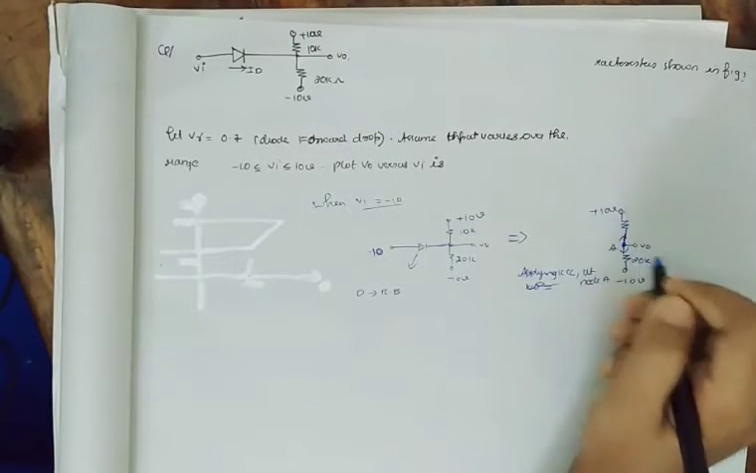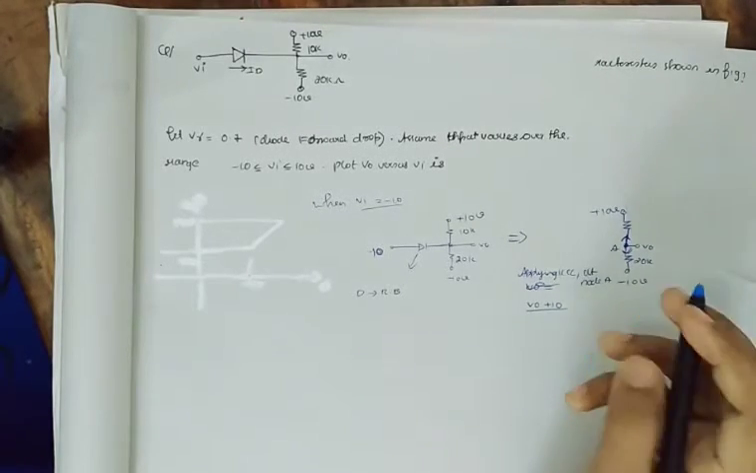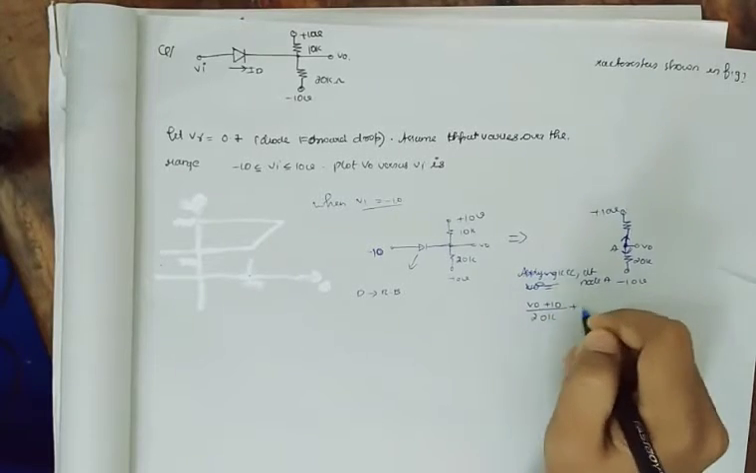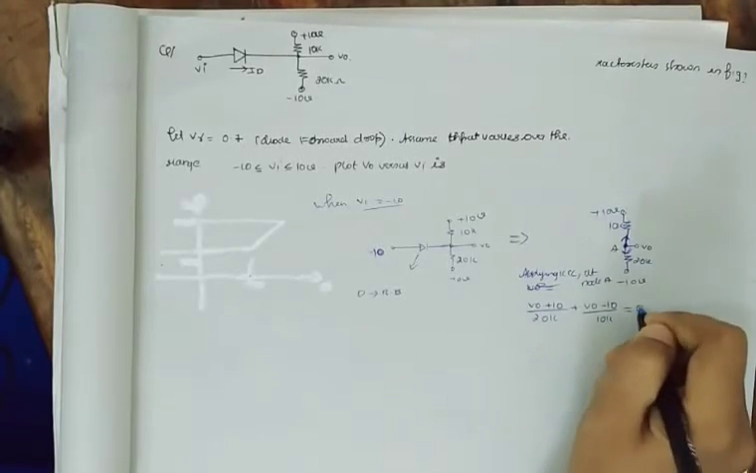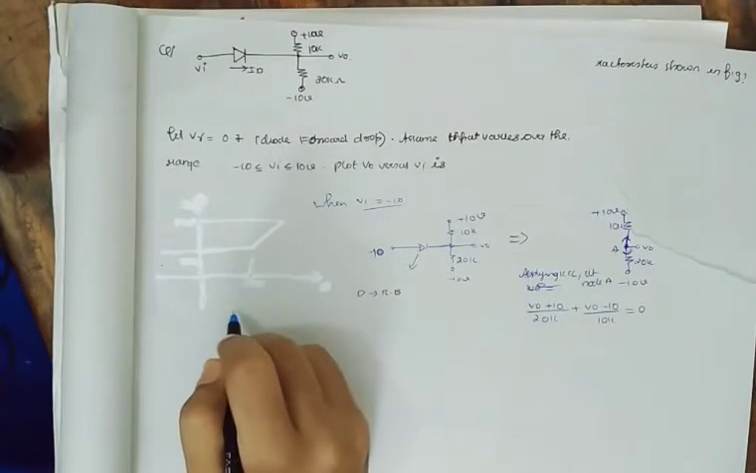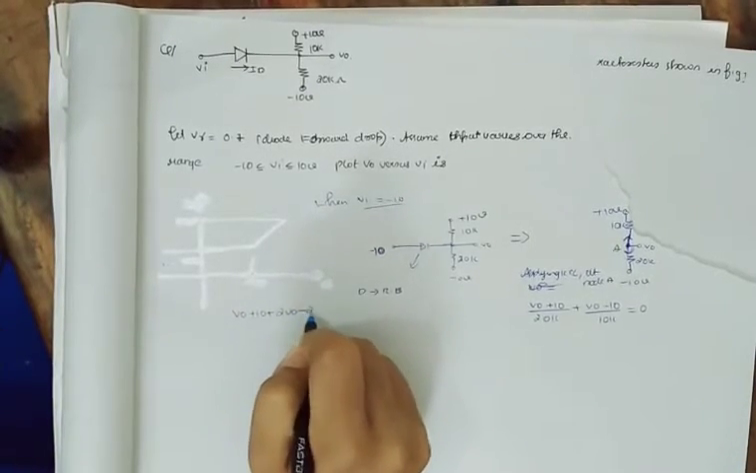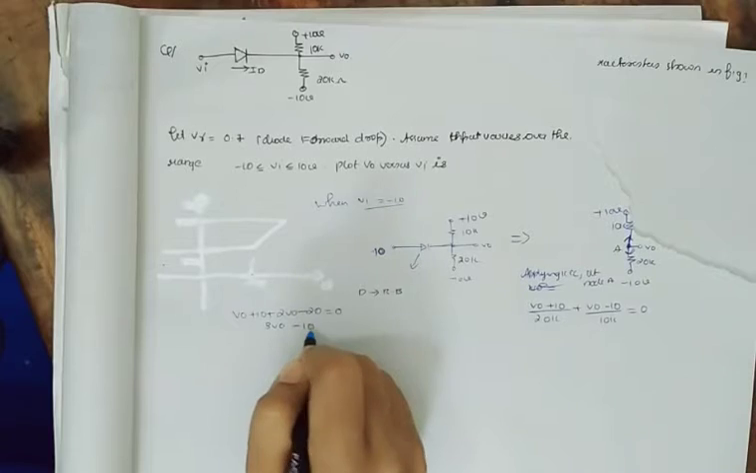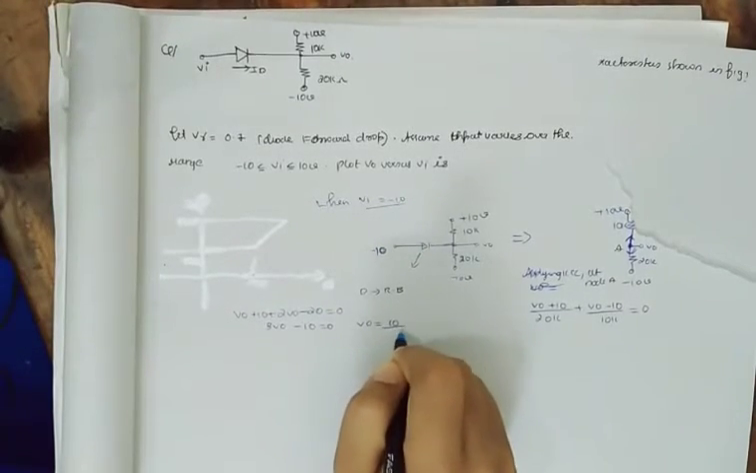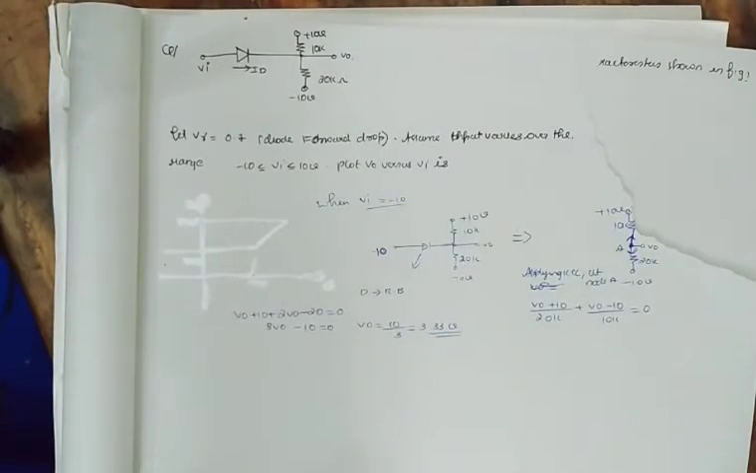Let current be flowing away from the junction. We will get (V0 plus 10) divided by 20k plus (V0 minus 10) divided by 10k equal to 0. From here we get V0 plus 10 plus 2V0 minus 20 equal to 0, so 3V0 minus 10 equal to 0, and V0 equals 10 divided by 3, which is 3.33 volt. So when Vi was minus 10, V0 will be 3.33 volt.